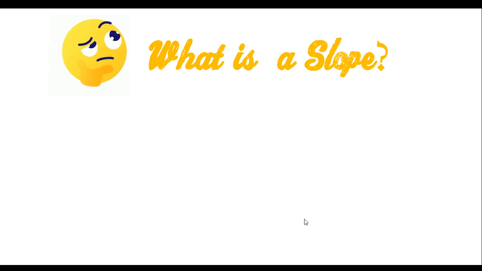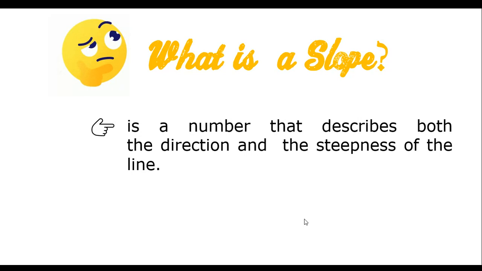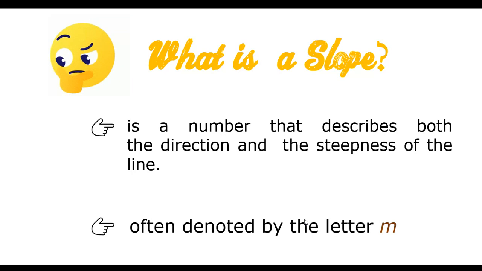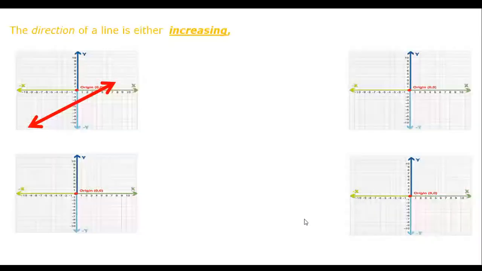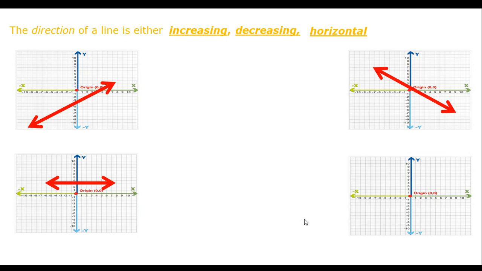In this video, you will learn more about the slope of a line. When we say slope of a line, it is a number that describes both the direction and the steepness of the line, and it is often denoted by the letter m. The direction of the line can either be increasing, decreasing, horizontal, or vertical.